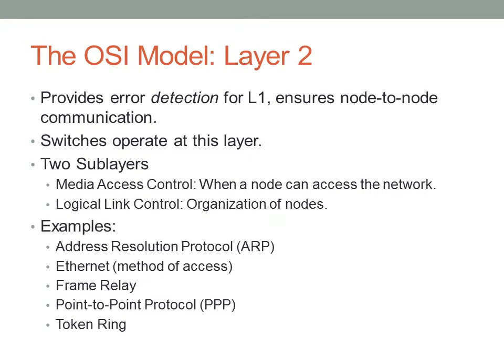Some examples of these different layer 2 protocols: we have ARP, which is used to resolve Ethernet addresses to IP addresses. We have Ethernet as a method of access. I mentioned MAC addresses previously. Frame relay is a WAN connectivity that we'll be talking about, as well as point-to-point and token ring. Token ring we will not be discussing in the context of the CCNA exam. The CCNA does not require much knowledge of token ring, so we won't really be talking about it.